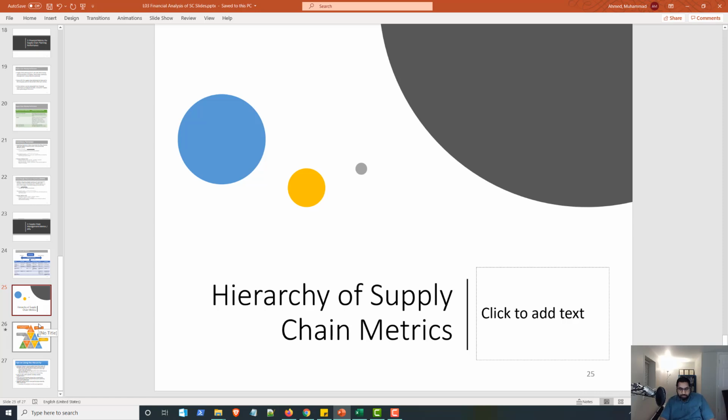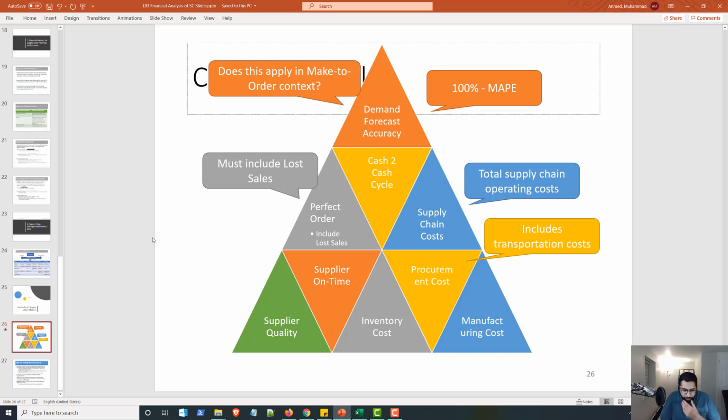Now there is the reading associated with this topic that you're required to do, which is called Hierarchy of Supply Chain Metrics. I think it's a very useful reading. I'm going to summarize some of the main ideas here, but I highly recommend you go and do the whole reading. So the central point of this reading is looking at this triangle. Okay.